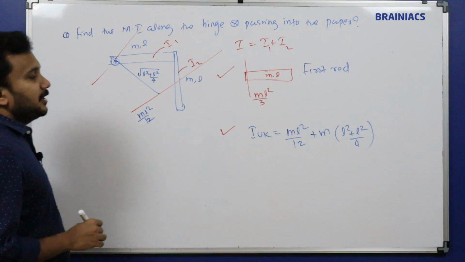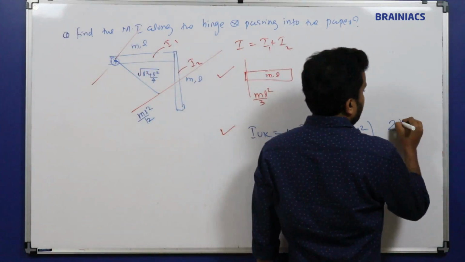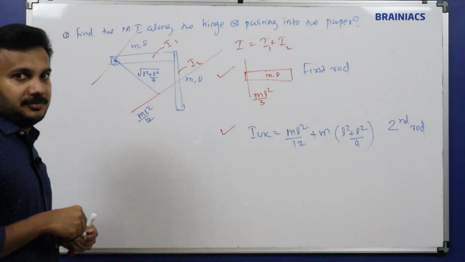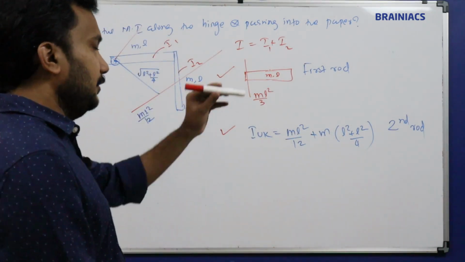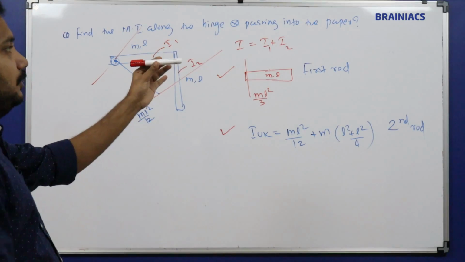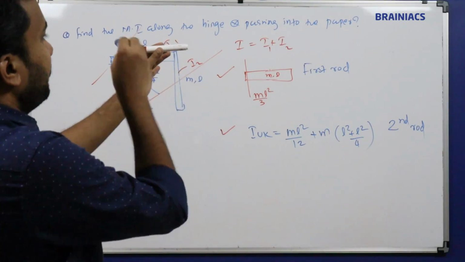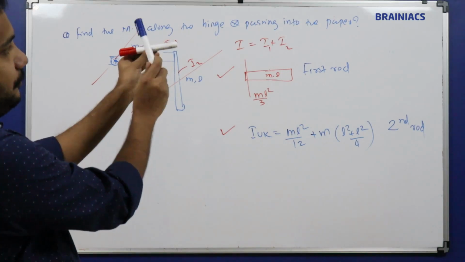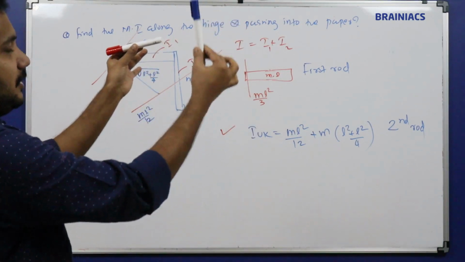This is because of the second road. Hope it is clear. Okay, I will explain it once again very clearly. Listen to my hands. This is one road and this is the second road. So the moment of inertia along this axis is what they are asking. For the first road, the red one, and the second road, the blue one.